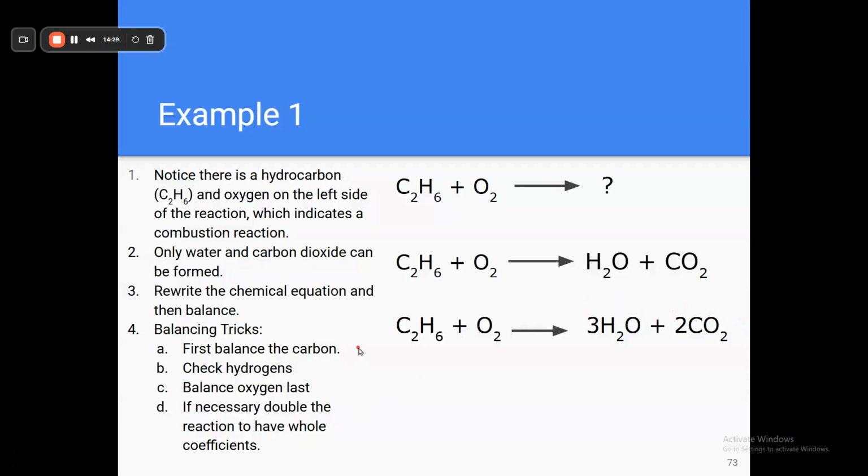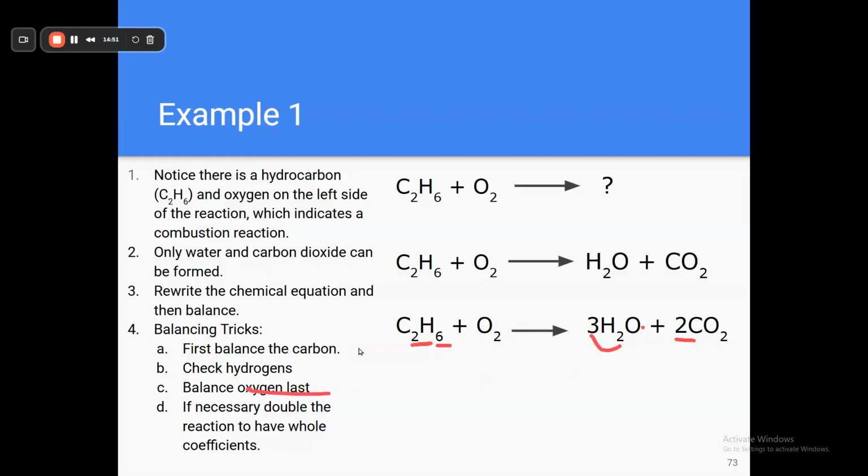So then now, once you have it rewritten, you try to balance. I want you first to balance your carbons. So you put your 2 in front of the carbon. Then you balance your hydrogens. You put your 6. So 3 times 2 gives us the 6. And then next, you balance oxygen last. So we say, okay, there is 3 times 1.